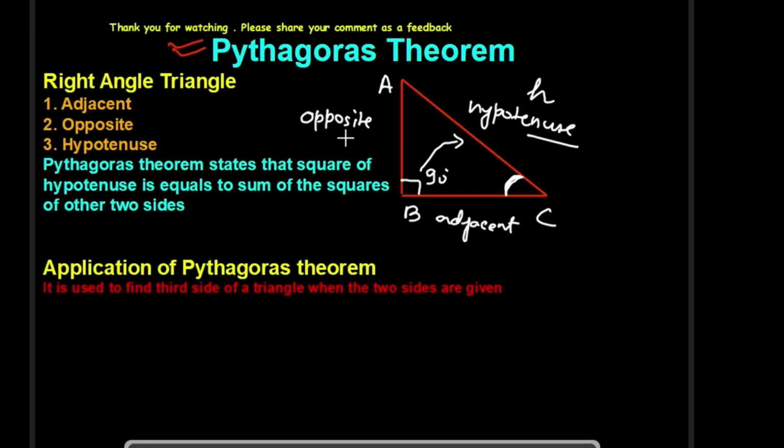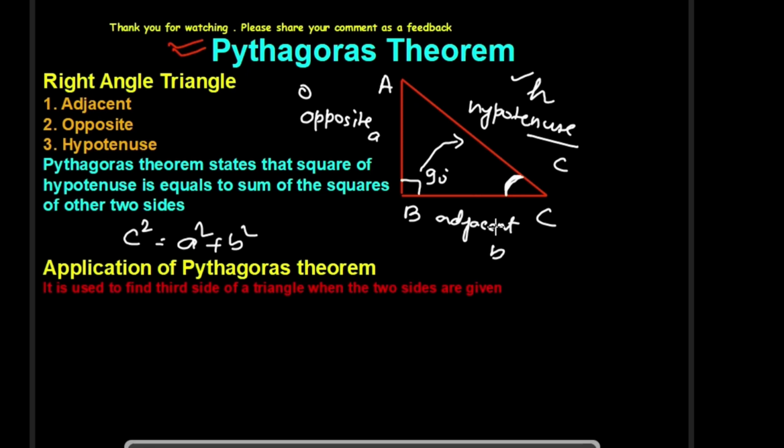What does it state? It states that the square of the hypotenuse, if suppose the opposite side I am denoting by C, this one B, and this is A, is equal to the sum of the squares of the other two sides. So that means C square is equal to A square plus B square.